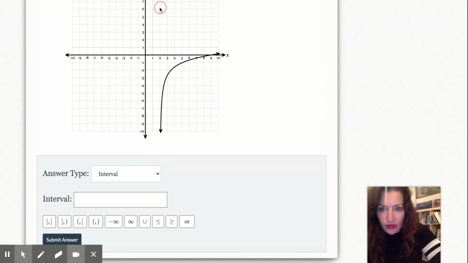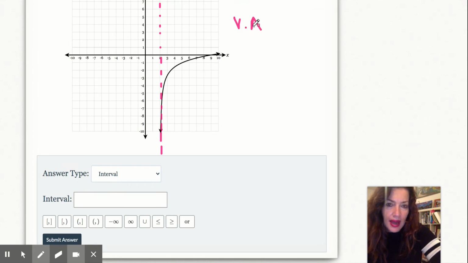If I were to draw a vertical asymptote, let me draw to see where that vertical asymptote is. It looks like I have a vertical asymptote at x equals 2. Even though it looks like this graph will touch 2, it is coming towards 2 but will never touch it. So we have a vertical asymptote at x equals 2. Now because we have a vertical asymptote at x equals 2, that means the domain cannot equal 2. That means x can never be 2.